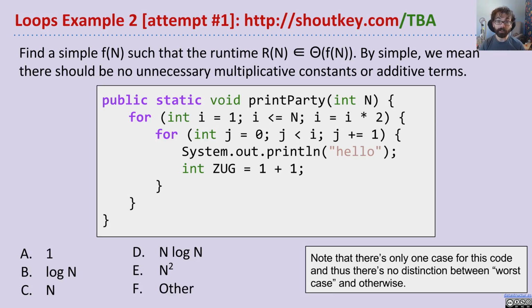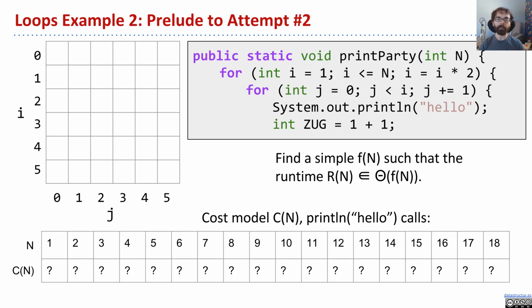Okay, so regardless of whether or not you came up with an answer you feel good about, I'm going to start by how I would analyze this. In this table at the bottom, I'm going to fill in for every value of n what is the corresponding c of n, where c is my cost model. I'm going to count the number of prints, and to guide my understanding and ability to fill in this table, I've got this diagram in the top left, this little 2D grid.